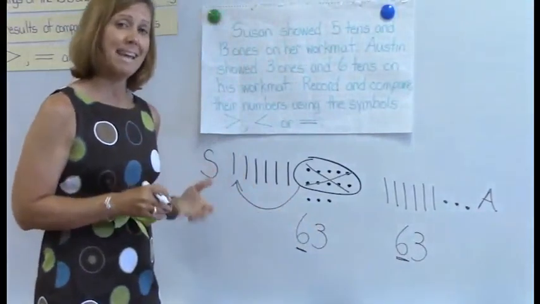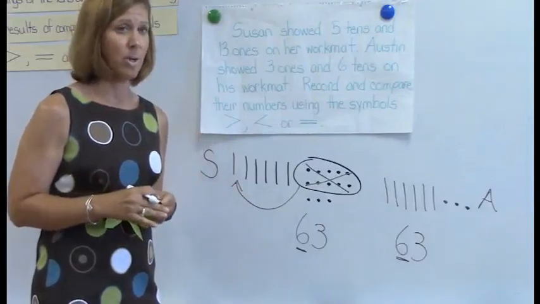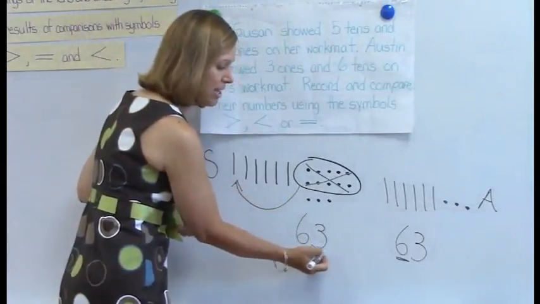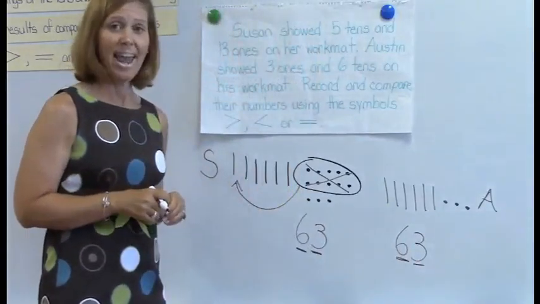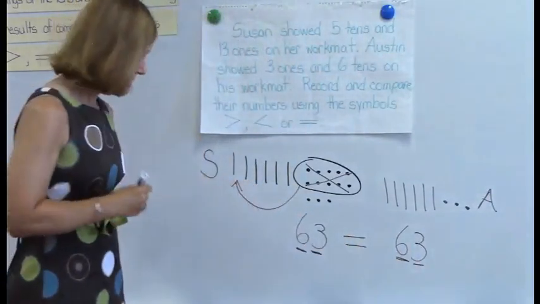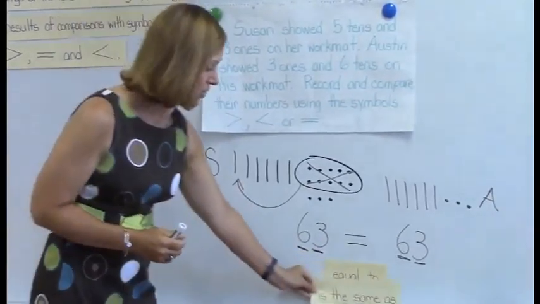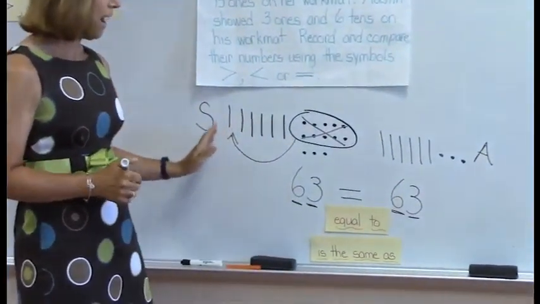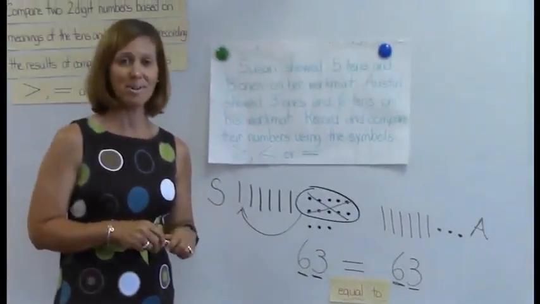Both of the numbers in the tens place are the same. So children are taught to go to the next place value to compare those numbers. So when I look at the digit in the ones place, I can see that they are both 3s. Austin and Susan have exactly the same amount, and that is why I put the symbol equal to. Equal to means is the same as. So 63 is the same as 63. They both now have 6 tens and 3 ones. And that is how we compare two-digit numbers in first grade.